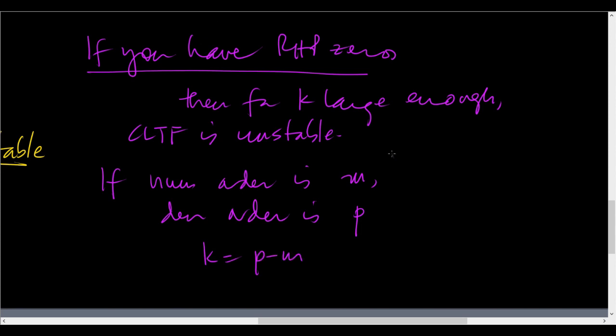Okay, if k is equal to 1, we have one branch that goes to infinity. Since it's only one branch, it can only be real. So this means unstable, this means stable. Very good.